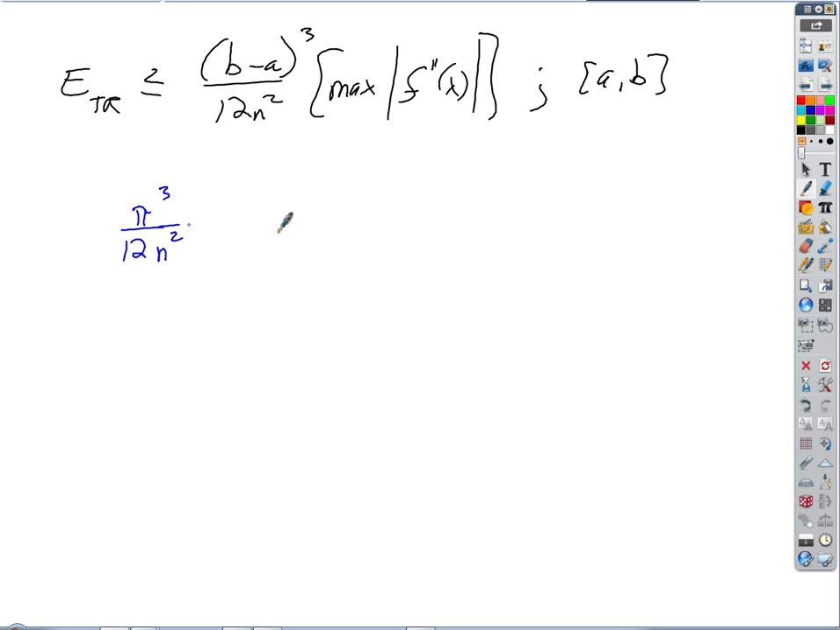Okay, we have to figure out what that is, right? Well, f of x equals sine x, right? Everybody agree? So what's f prime? Cosine x. What's f double prime?